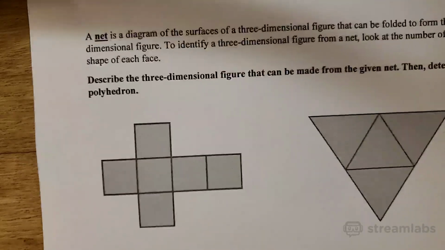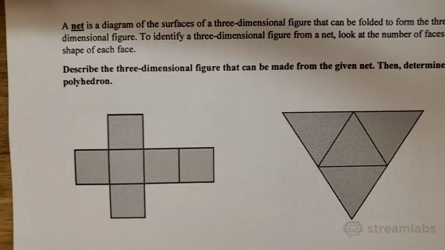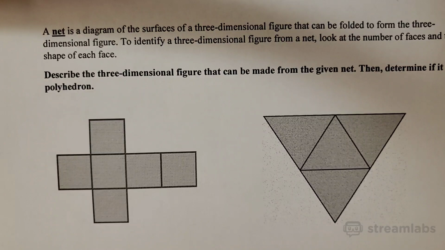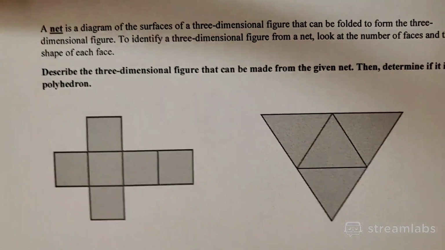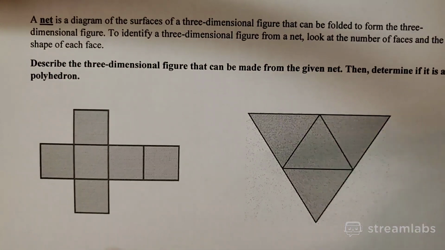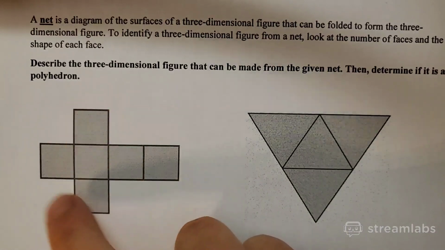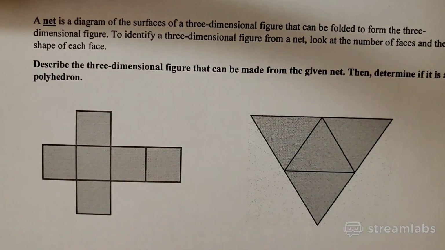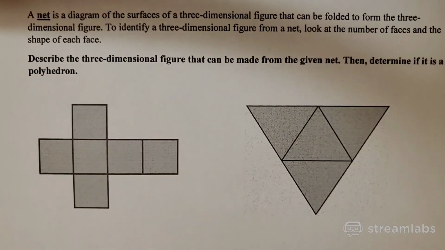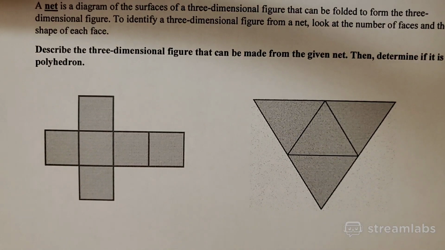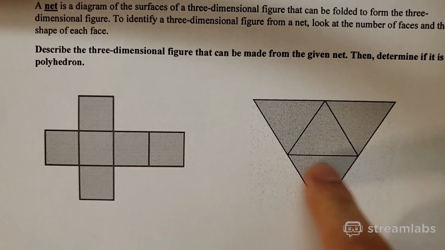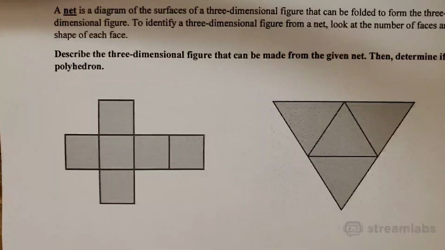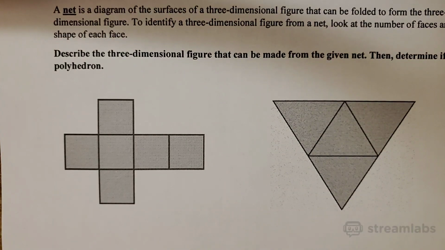Okay, so let's talk a little about a net. A net is basically, like when you were younger, you had a cube and you open it up. It looks like this. It shows the 3-dimensional figure in 2 dimensions. There are different types of nets, so we're going to describe each of them really quickly. Then we need to determine if it's a polyhedron.